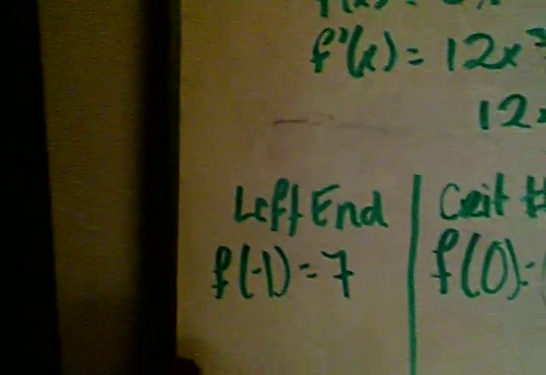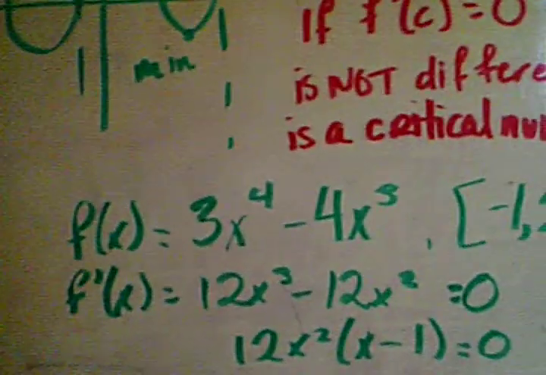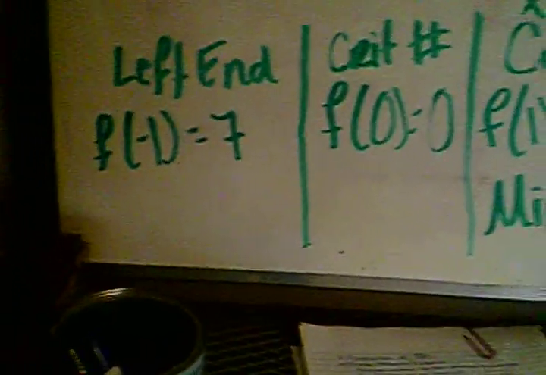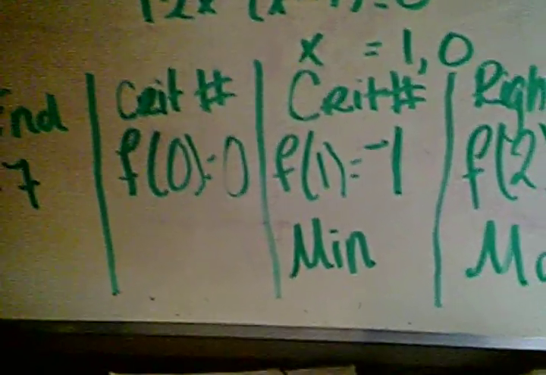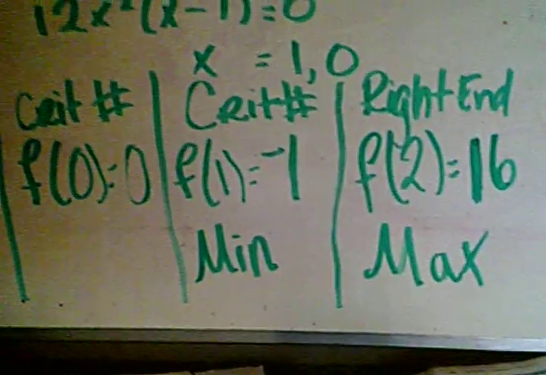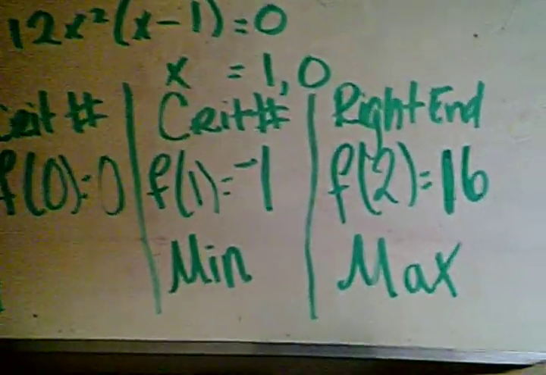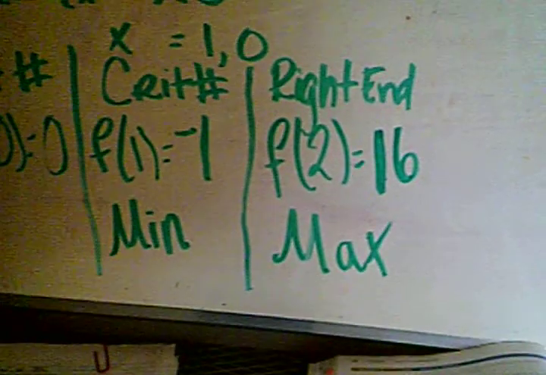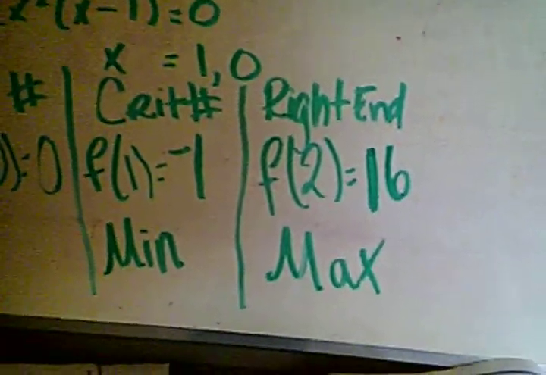And now what we do is we plug in our left and right endpoints and our critical numbers into the original equation. So that's the 3x to the fourth minus 4x to the third. And from there we find out where the minimum and maximum are. So with our left endpoint, f of -1 equals 7. With the first critical number, f of 0 equals 0. With the second critical number, f of 1 equals -1. And with the right endpoint, f of 2 equals 16. Note I have minimum and maximum written on these two. That is because those are the lowest and highest points within the interval.